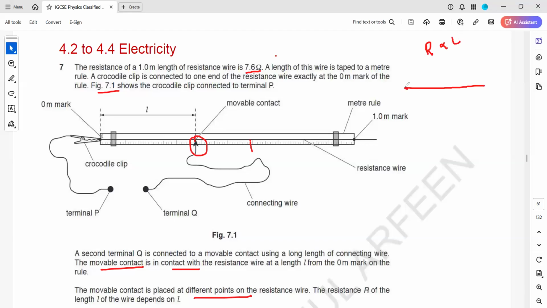So one end of the wire is at the 0 meter mark and the other end of the wire is at the 100 centimeter mark. At one end we connect a crocodile clip. Okay, we'll connect a meter here. And the other end, we have a movable part, which means we can move it anywhere. And we will measure the voltage or the potential in this region, like how much voltage is there. If the resistance increases, the voltage will also increase. If the resistance decreases, the voltage will also decrease.